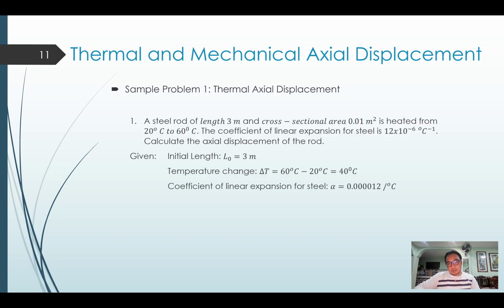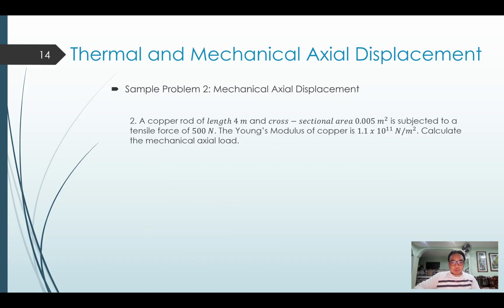Temperature change. The increment of temperature is equal to 60 degrees Celsius minus 20 degrees Celsius, which is equal to 40 degrees Celsius. And the coefficient of linear expansion for steel, alpha, is equal to 0.000012 per degree Celsius. The formula is change of length is equal to alpha times L₀ times change of temperature. Substituting known values, we will arrive at the actual displacement of the rod, which will be 0.00144 meter.